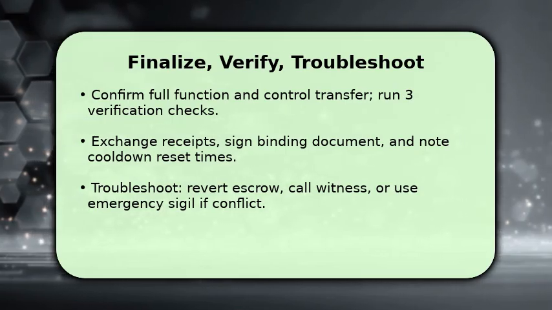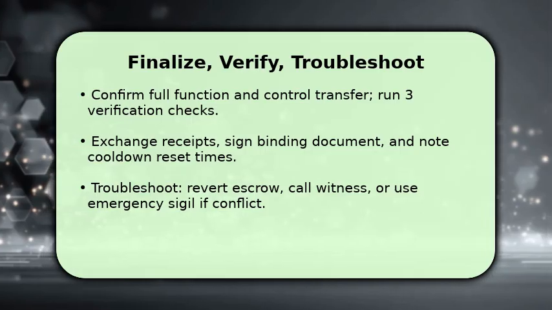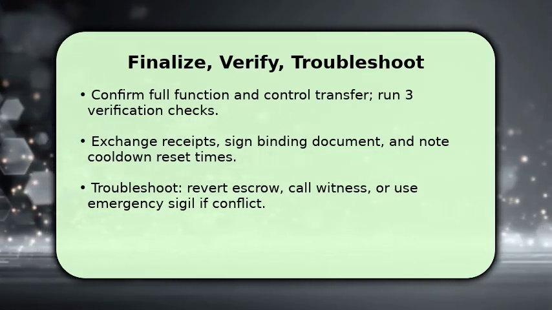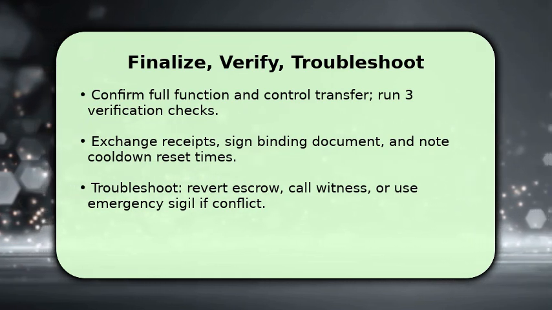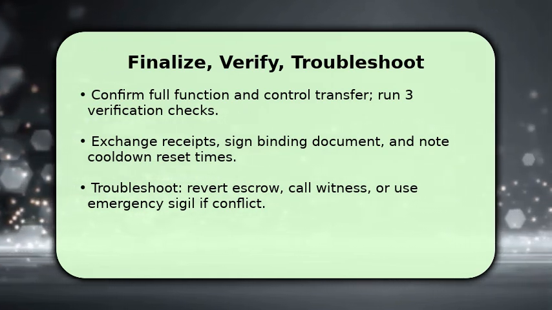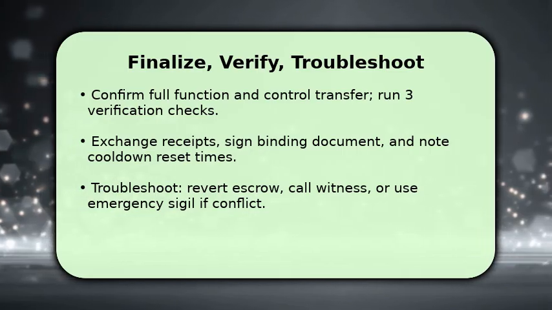If anything fails, immediately trigger the contingency. Instruct escrow to revert assets, summon your witness, or deploy the emergency sigil agreed beforehand. Make sure you explain why each remediation works. That clarity speeds resolution and prevents escalation. Close by confirming both.